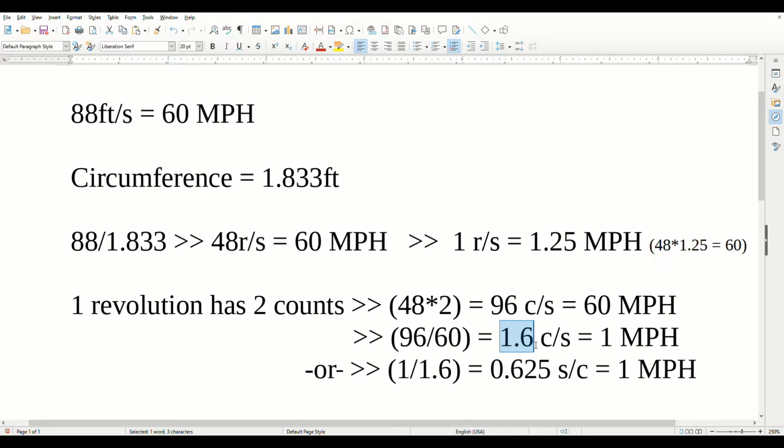Now, to flip that upside down, you take 60 divided by 96, or you take 1 and divide it by 1.6. You get the same answer either way. 1 divided by 1.6 is 0.625, and that is seconds per count, which is then equal to 1 mile an hour. And that's how I got my calibration number. It's just the way my brain works. Doesn't make it right. It's just the way it is.